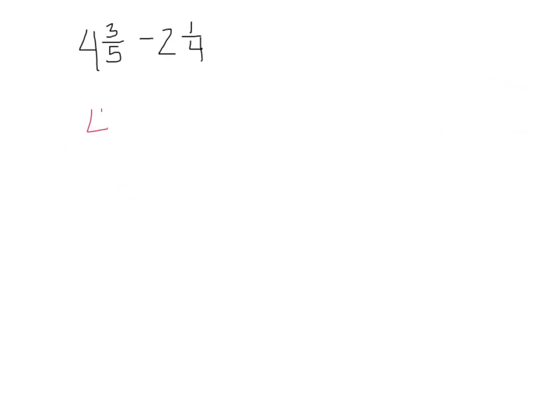I'm going to turn 4 3/5 into 20ths. And I'm going to turn 2 1/4 into 20ths as well. So I'll just multiply the numerator and denominator by 4. The whole number doesn't change, whether they're 20ths or whether they're fifths or whether they're fourths. It's still 4 wholes. So the 4 wholes remain. And then I come up with 12 20ths.